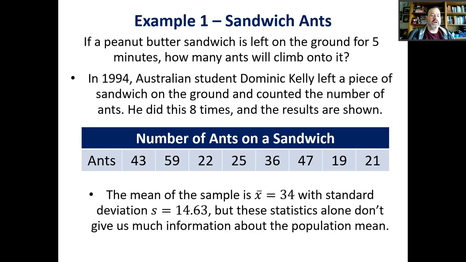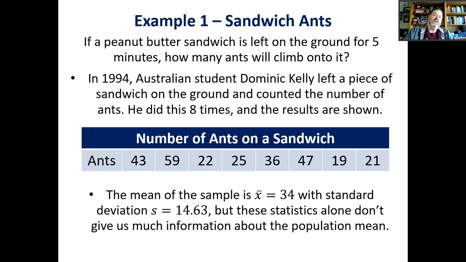So what we're going to do is we're going to put this whole section inside this one example. And the example that I chose is called sandwich ants. And the question is, if a peanut butter sandwich is left on the ground for 5 minutes, how many ants will climb onto it? So it doesn't sound much like heavy-duty statistics, but it doesn't have to be, right? So this was a real study done in 1994 by an Australian high school student at the time, Dominic Kelly. So he left a piece of sandwich on the ground, counted the number of ants, and he did this 8 times, and here's the results.